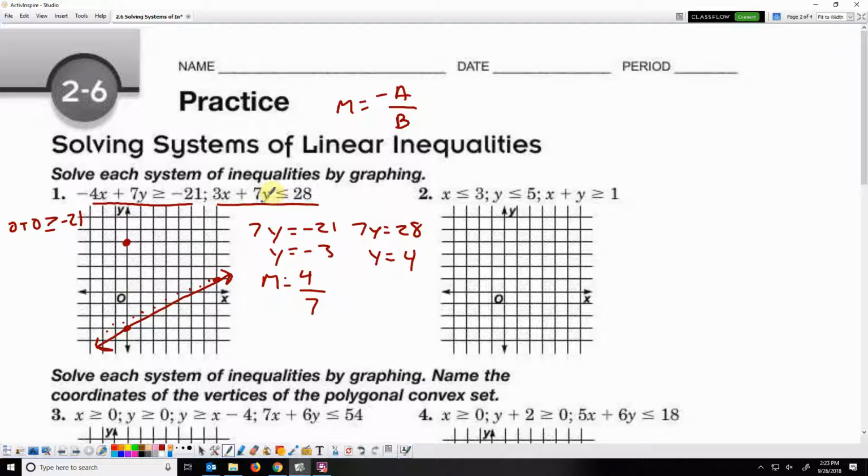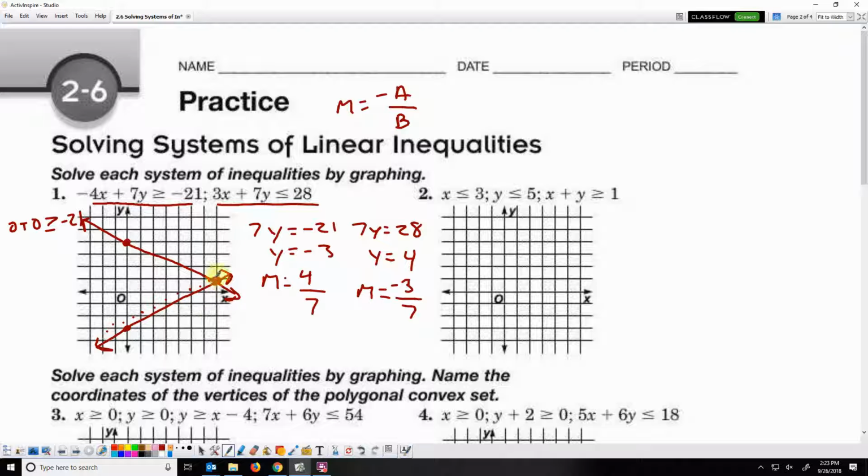If I put in a 0 here for y, I get 3x is 28, and 3 does not go into 28 evenly, so again, I'm going to use the slope. The opposite of a is negative 3. And b is 7. So the slope is negative 3 over 7. Down 3, right 7. And again, this one is solid because it is an underlined inequality symbol.